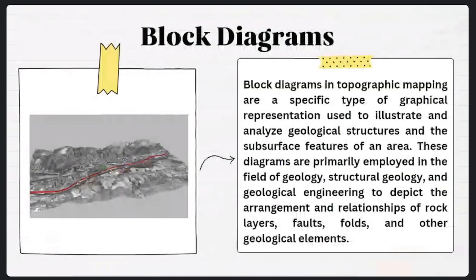Next topographic map are block diagrams. Block diagrams in topographic mapping are a specific type of graphical representation used to illustrate and analyze geological structures and the subsurface features of an area. These diagrams are primarily employed in the field of geology, structural geology, and geological engineering to depict the arrangement and relationships of rock layers, faults, folds, and other geological elements.